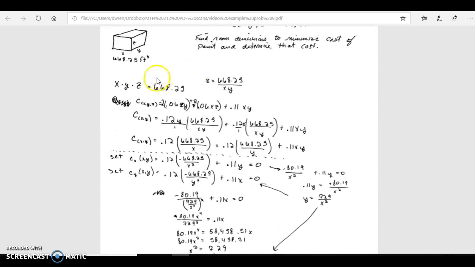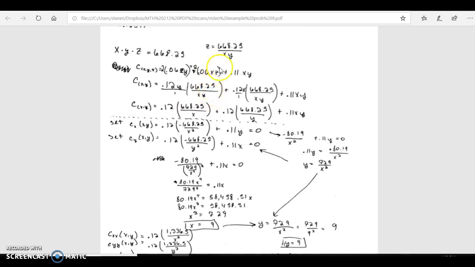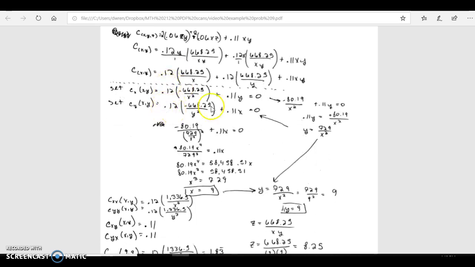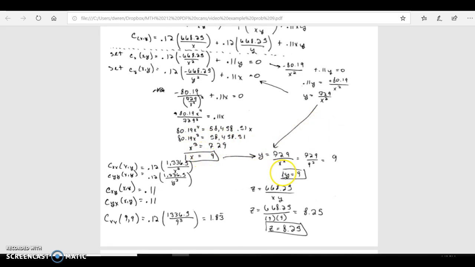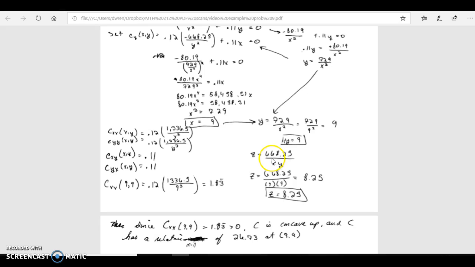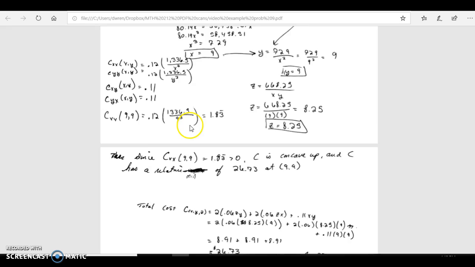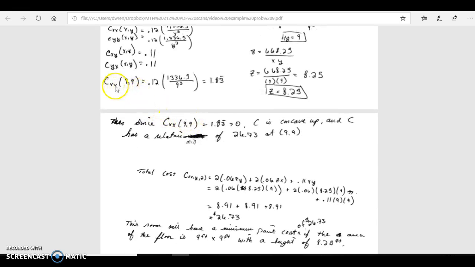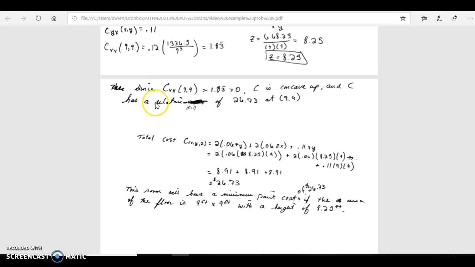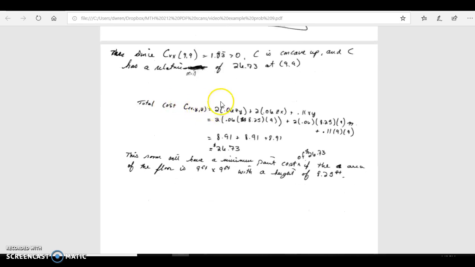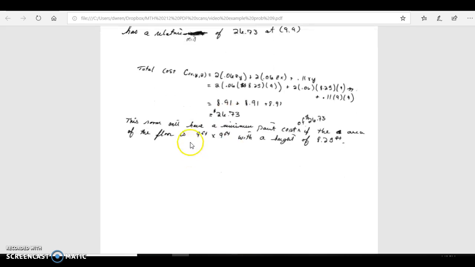Just reviewing what we did, started off with our two functions, substituting one into the other, substituting the volume function, solved for z, into the cost function, taking our partial derivatives, setting them equal to 0, solving for x and y, in this case 9 and 9, taking those two values, substituting in for our z equation, which was from the volume function we derived earlier, checking to make sure that this is a minimum with c sub xx, determining the total cost, substituting back into the cost function of our known x, y, and z values, and putting this into words.